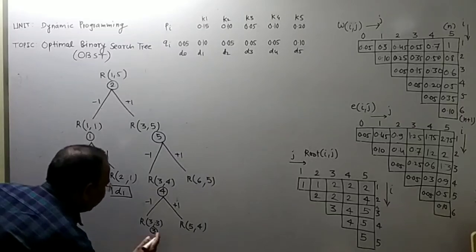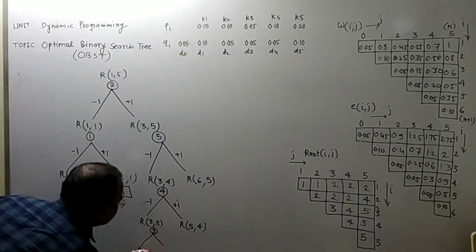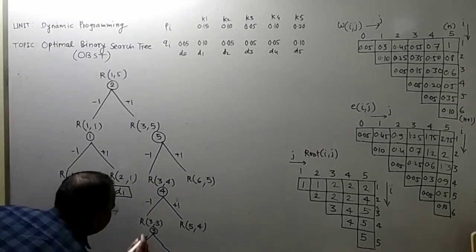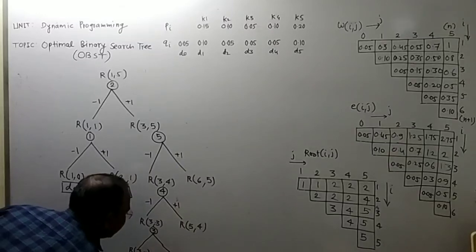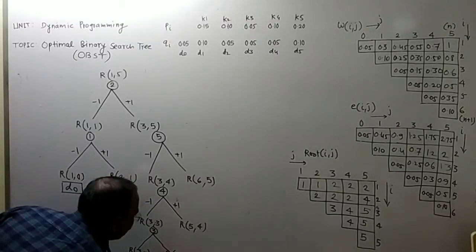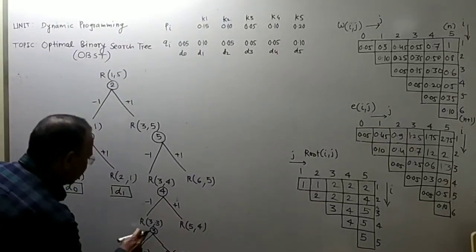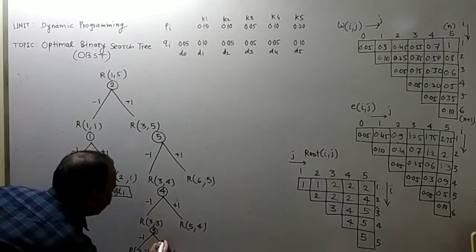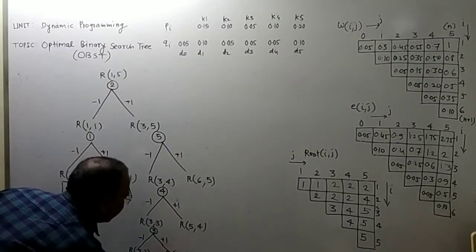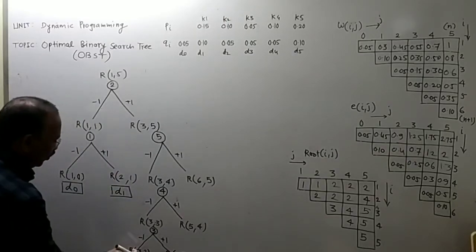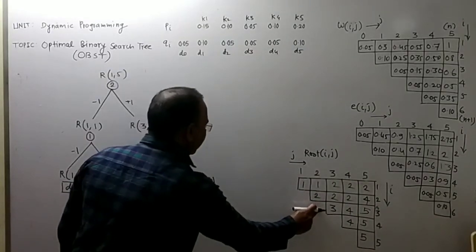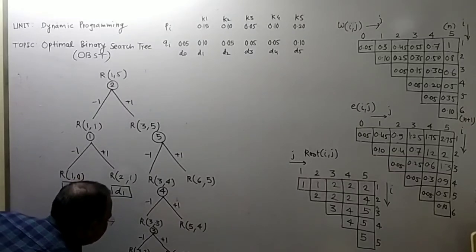Then expand this with left and right children: r 3 comma dash and dash comma 3. Then 3 minus 1 gives 2 here, and 3 plus 1 gives 4 here. Then find the value at the 3, 2 cell. The 3, 2 cell is not there in the root table, so we stop here with dj, j is 2.